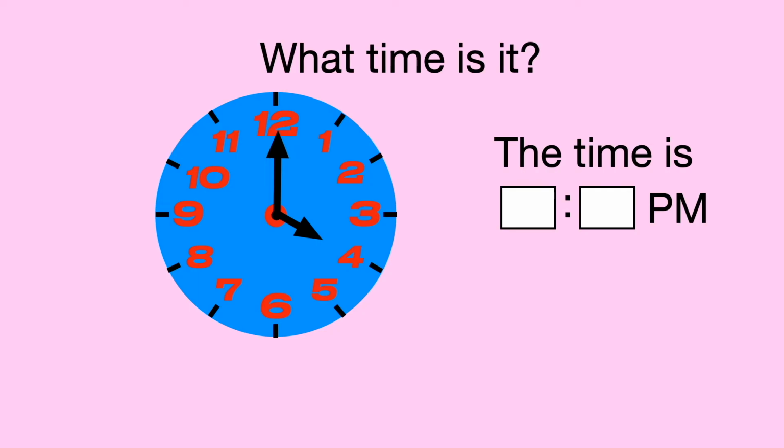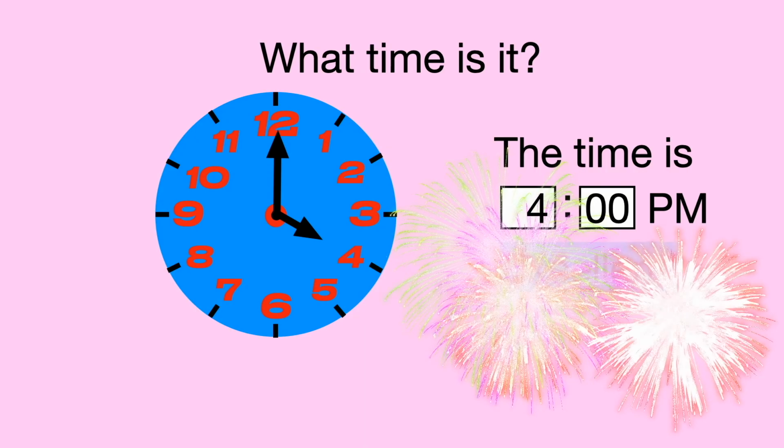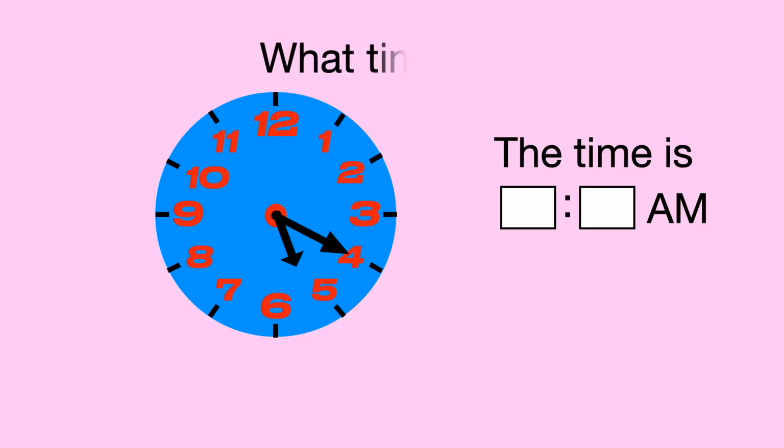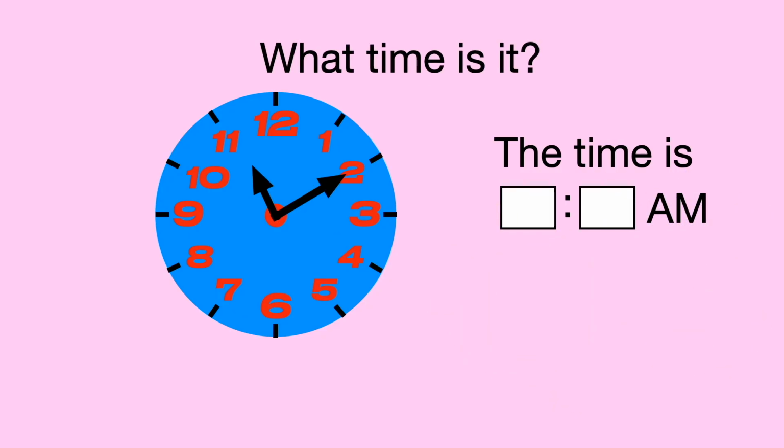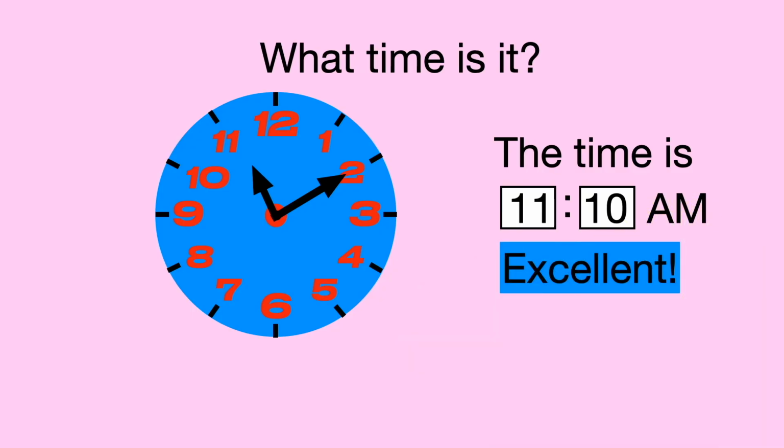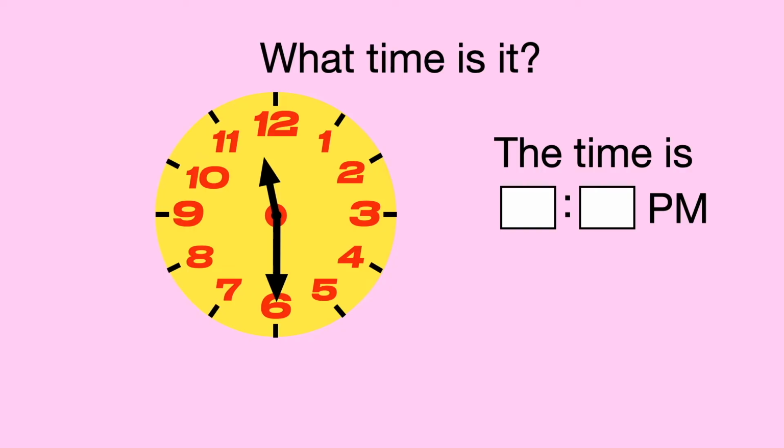What time is it? 4 o'clock, or 4 p.m. What time is it? 5:20 a.m. What time is it? 11:10 a.m. What time is it? 11:30 p.m.